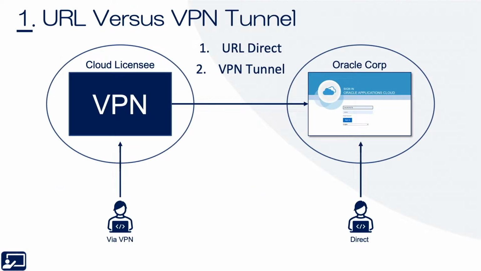First topic, URL Direct. 99% of the time, all environments are provisioned on Oracle boxes, and there are two ways to access them. The first is URL Direct, which we see on the right. That means all users log in directly to the box or the application. The second is what's called a VPN tunnel. You can see that on the left. This means users must log into their own box first and then use a tunnel through a VPN to get to the Oracle Cloud box or server.